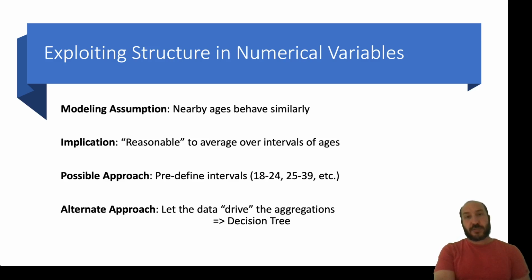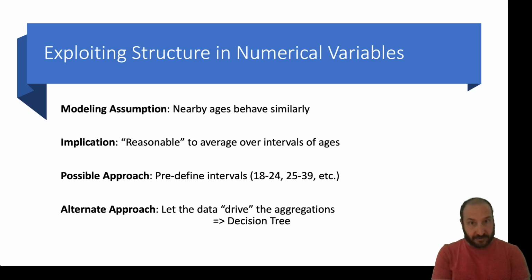So when we exploit structure in numerical variables, we're making a modeling assumption. The modeling assumption is that nearby ages behave similarly, and therefore it's reasonable to average over intervals of ages. If we want to pick sets to average over, intervals make sense because they're all in one group. One approach is to predefine intervals. In the absence of enough data at any particular age, we make groups of ages. You see this a lot in market research and survey data: groups like 18 to 24, 25 to 39, and so forth.